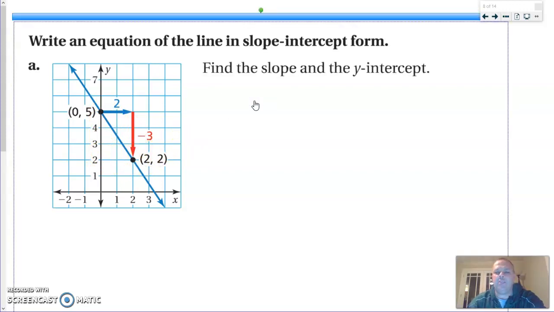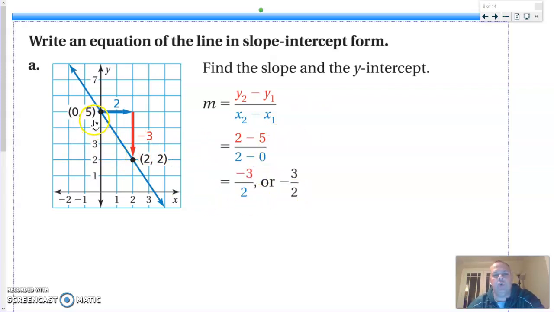One of the other ways that we talked about finding slope was y2 minus y1 over x2 minus x1. And again, I can substitute in any of these for y or x. They did it this way. So we've got -3 over 2. There's that slope, which is what we said. So it's down 3 over 2. Where's the y-intercept?